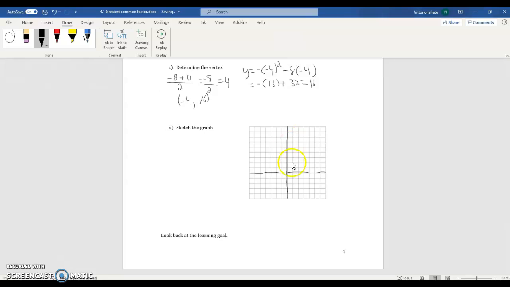So I'm going to plot my vertex first. So we have negative 4, so negative 2 would be here, negative 4 is over here. Now you would label this nice and fully, of course. And then 16, so 2, 4, 6, 8, 10, 12, 14, and 16. So this is my vertex over here, negative 4, 16.